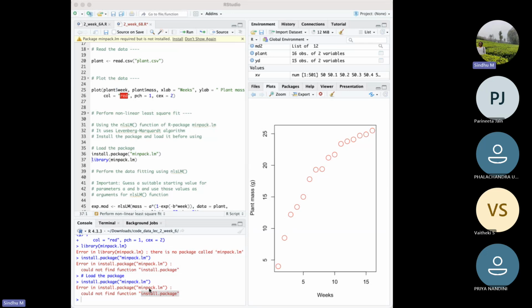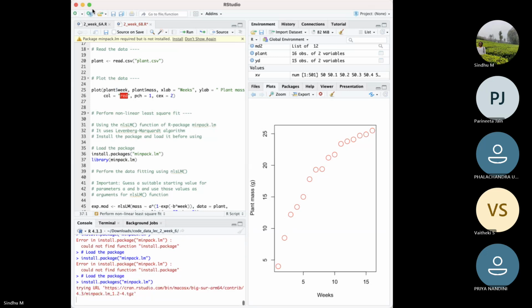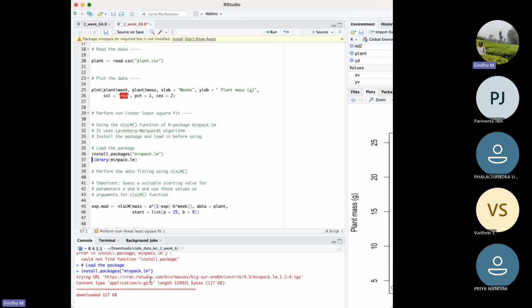Oh, okay. Sorry, I made a mistake. It is not install.package, it is install.packages. So you have to add an S. That's why it is not coming. So now I have written the correct function and it has worked. It has downloaded it.